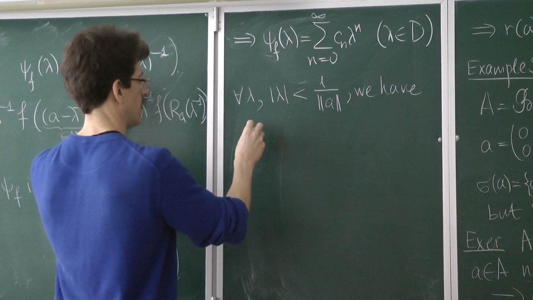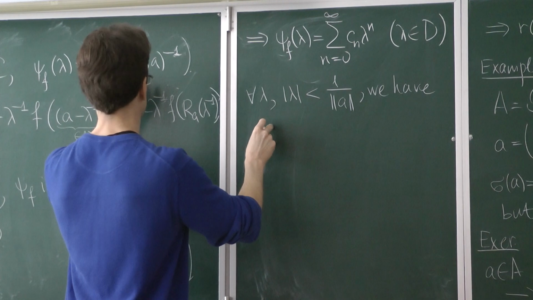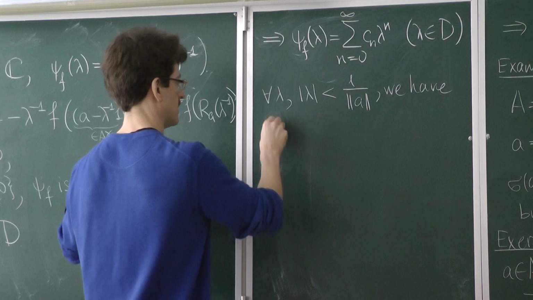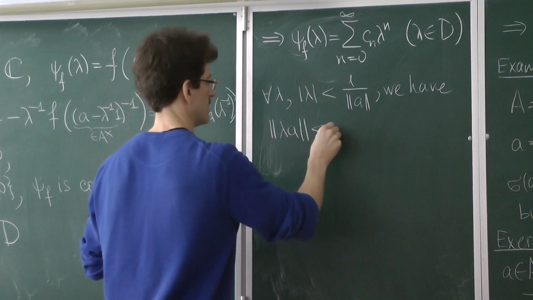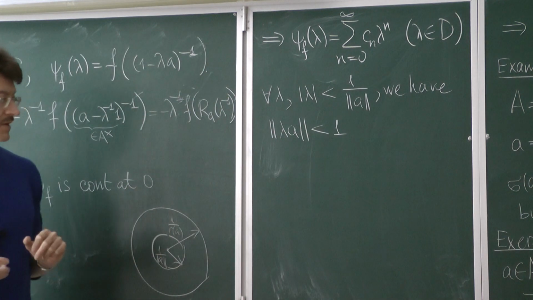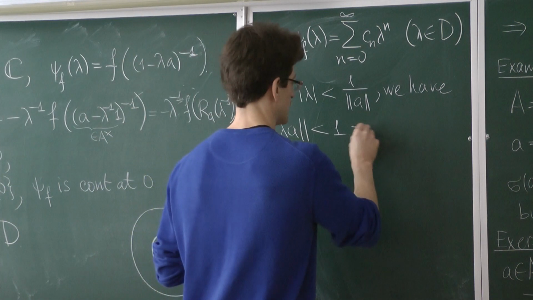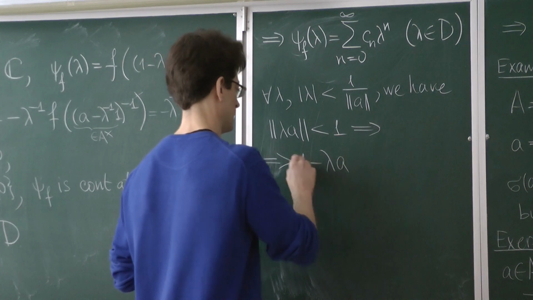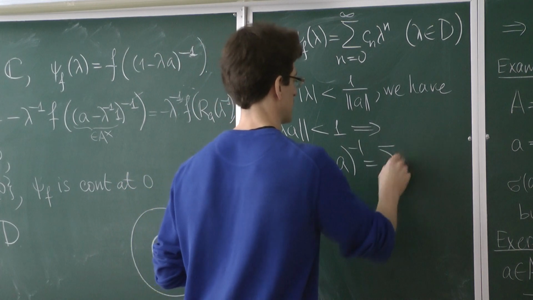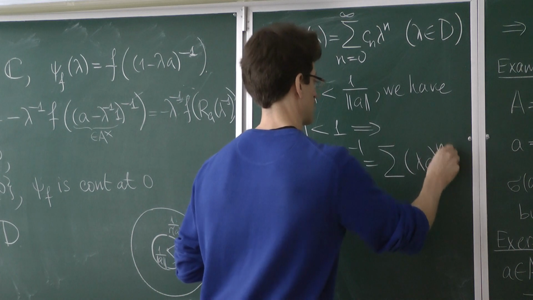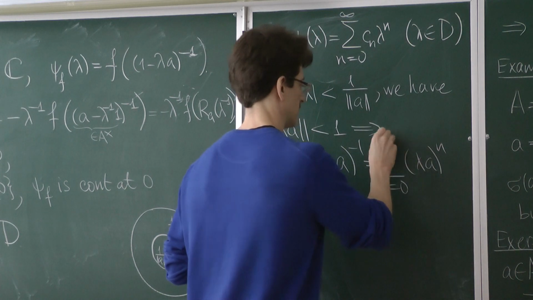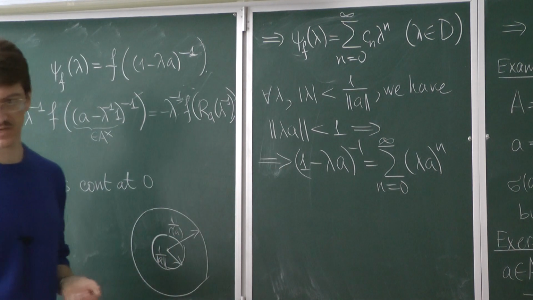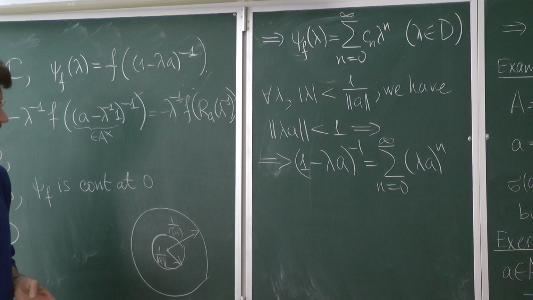First of all, this implies that the norm of lambda A is strictly smaller than 1. And so we have the following expression. Essentially, this is the geometric progression. This formula was proved at the previous lecture. This was Theorem 1 from the previous lecture.